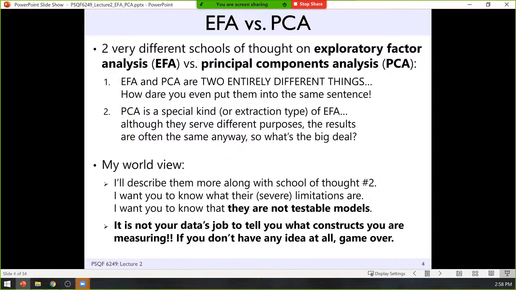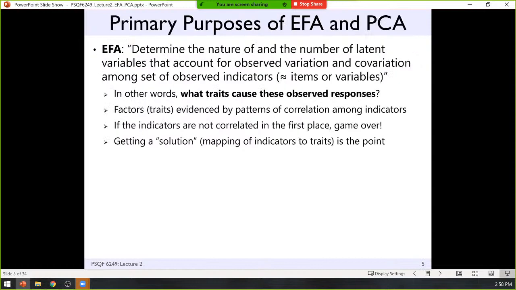The main thing that I want you to get out of this is the idea that these are not testable models. This is not a process of hypothesis testing in the way that you're used to, where you ask a question, you get evidence, you get some sort of p-value, or you get a credible interval if you're in the world of Bayes, and anyone would look at that same evidence and come to the same conclusion. This is filled with ambiguity, and that is the reason why it's less useful. My thesis is that it's not your data's job to tell you what it's measuring, and if you don't know, game over. Just absolutely from that point. You should at least have a clue, and I'm sure that you all do. Researchers always have a reason why they gave the measures that they gave.